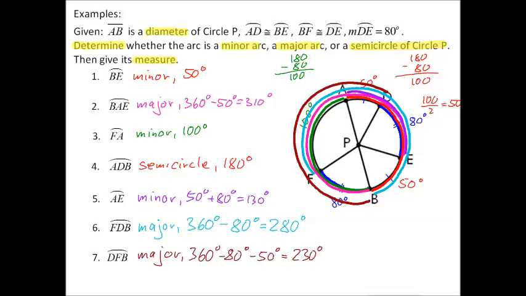So now, to finish up this problem, let's also write down the measurements of our central angles, which, as we know, have to be the same as the measurements of the corresponding arcs. So we have 80 degrees for angle DPE and 80 degrees for angle FPB. We have 50 degrees for angle APD and 50 degrees for angle BPE. And we have, last but not least, 100 degrees for angle FPA.